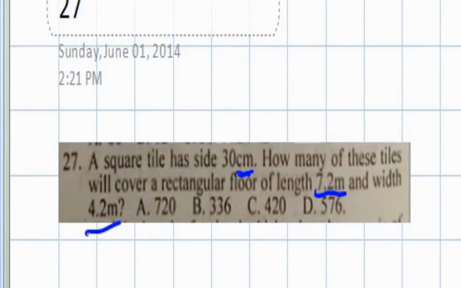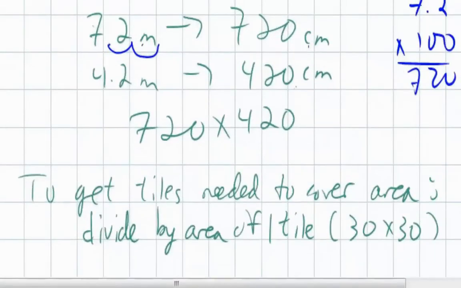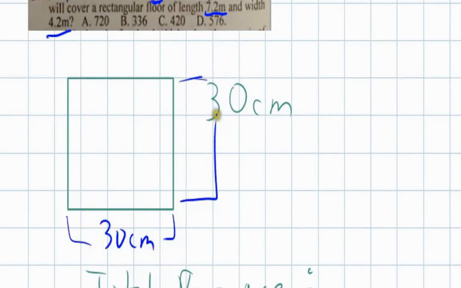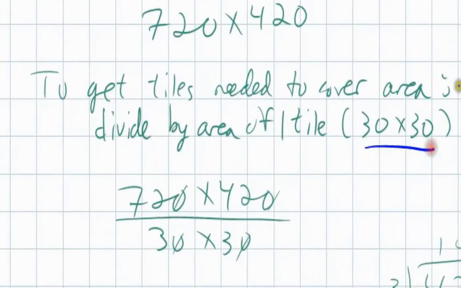So what I did, and I wrote it out here, to get tiles needed to cover area, divide by area of one tile. So again, they told me that one tile has one length that is 30 centimeters, and because it's a square, so is the other one. So the area of the tile is going to be 30 times 30, which I wrote here.